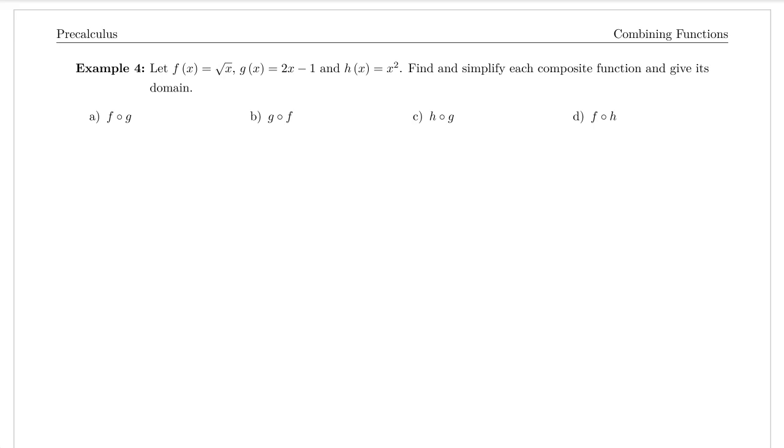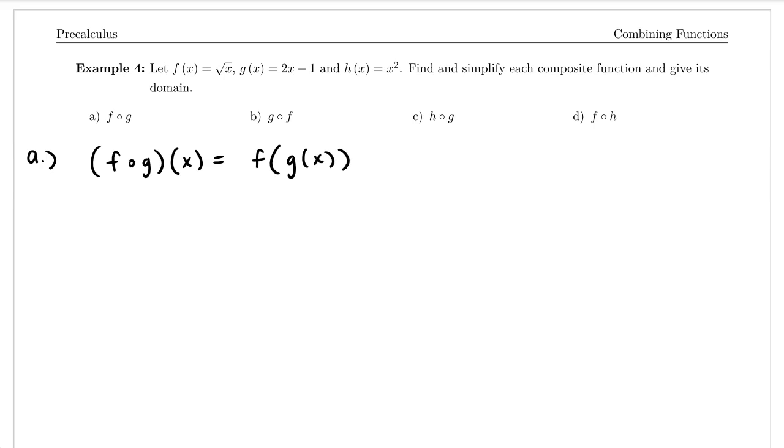Example 4 says, let f of x equal the square root of x, g of x equal 2x minus 1, and h of x equal x squared. Find and simplify each composite function and give its domain. In part A, we are trying to find f composed with g. Here is a more detailed notation: f composed with g of x, which is the same thing as f of g of x.